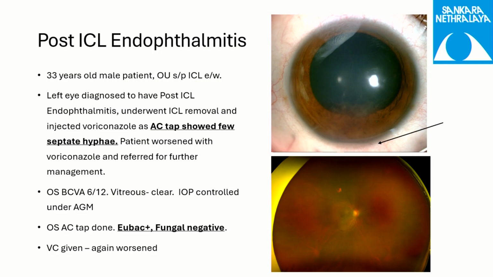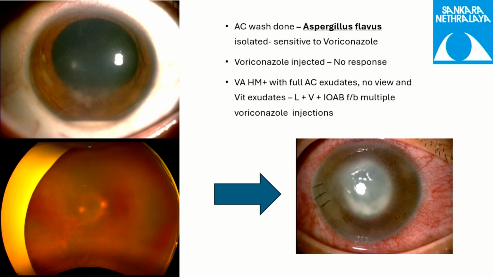They had a doubtful fungal isolate. They gave voriconazole elsewhere, but he worsened. So he came for further management. With this hypopyon and this fundus, definitely nobody will think of doing vitrectomy. We will try to manage with AC wash or AC tap and injection. It worsened, so we did an AC tap. It was panfungal negative. Like I mentioned, sometimes direct isolation or even PCR was eubacterium positive.